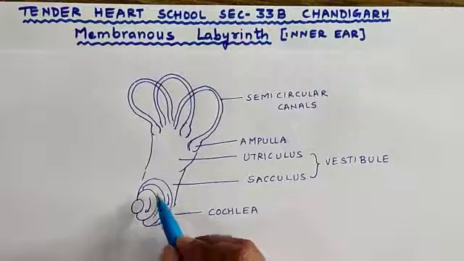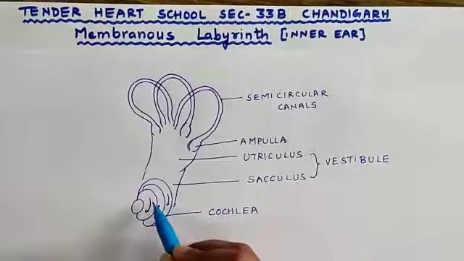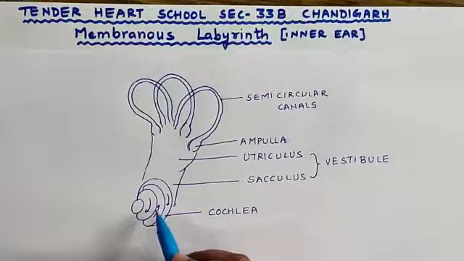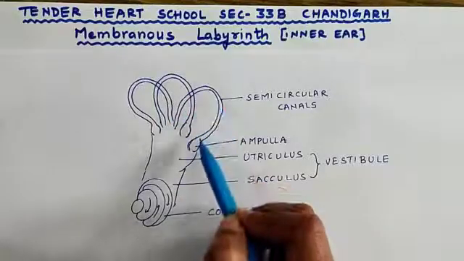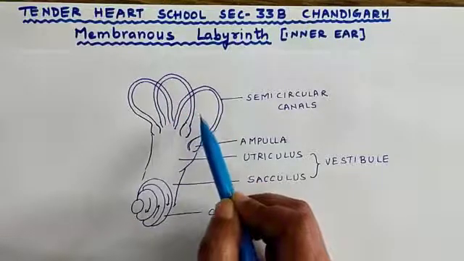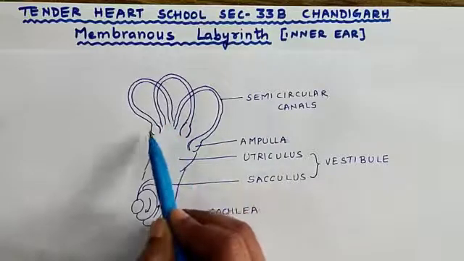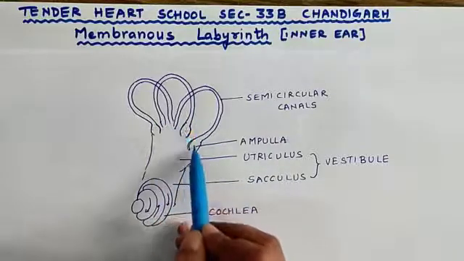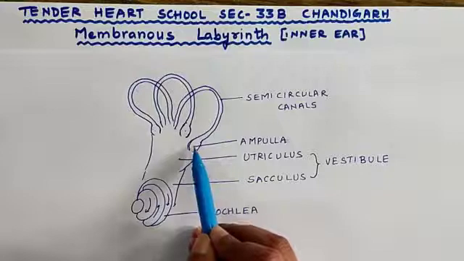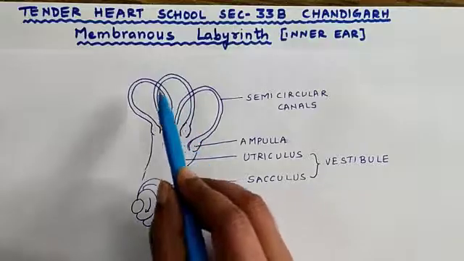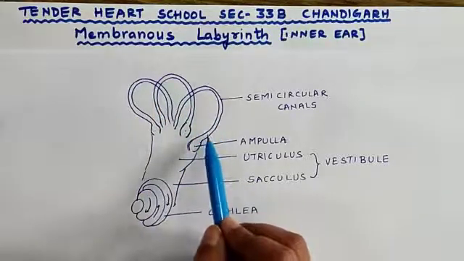So again, look at this. This is the cochlea. The cochlea is the part of the membranous labyrinth which contains the sensory cells for hearing, that is the organ of Corti. Then we have the semicircular canals. Three semicircular canals are present in the membranous labyrinth at right angles to each other, and one base of each of these semicircular canals is swollen, which is called the ampulla. The ampulla contains the sensory cells for dynamic balance. Thus, the semicircular canals are responsible for dynamic balance of the body.